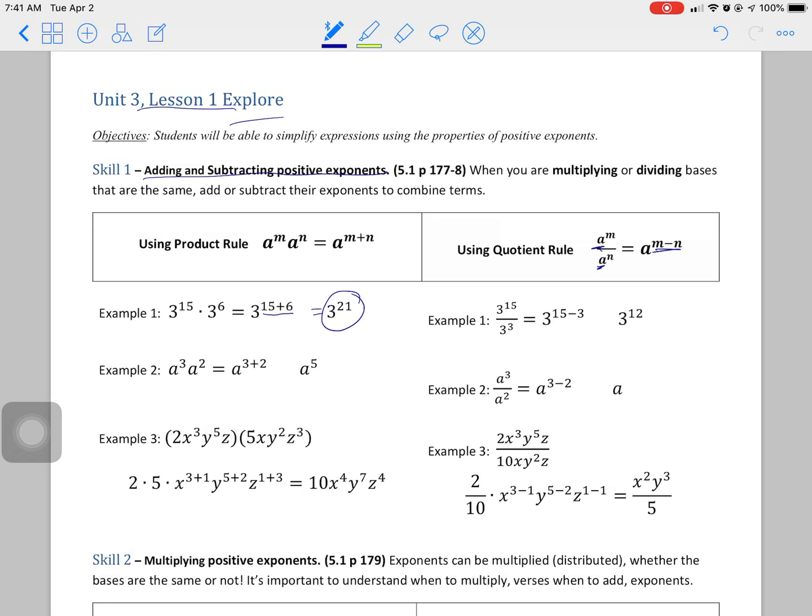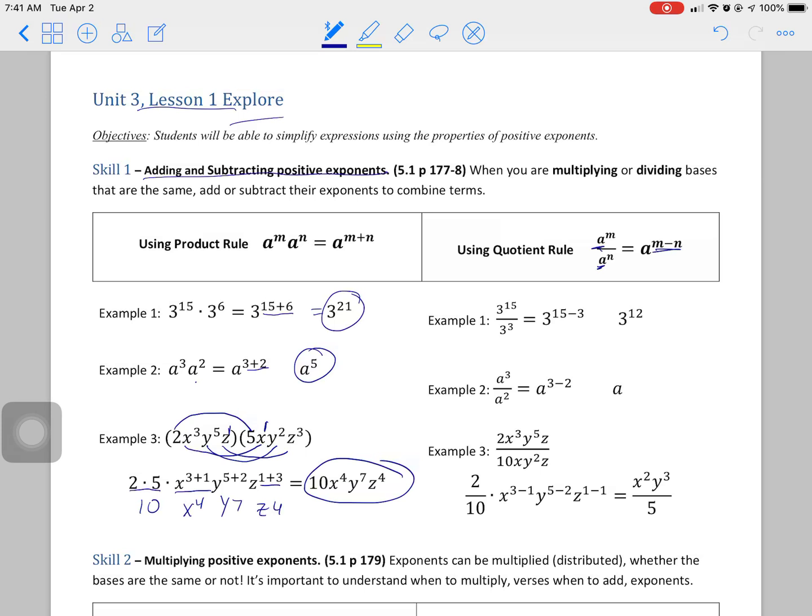All right, so a to the third power times a to the second power is the same as a to the 3 plus 2 power. So that gets you the 5. This one here, 2 times 5 is 10. X, remember there's a 1 there if you don't see anything, so 3 plus 1, that's x to the 4. Y to the 5th, y to the 2nd, that's y to the 7th. And z, remember there's a 1 right here, 1 plus 3 is z to the 4th. That's your answer for that one, okay?